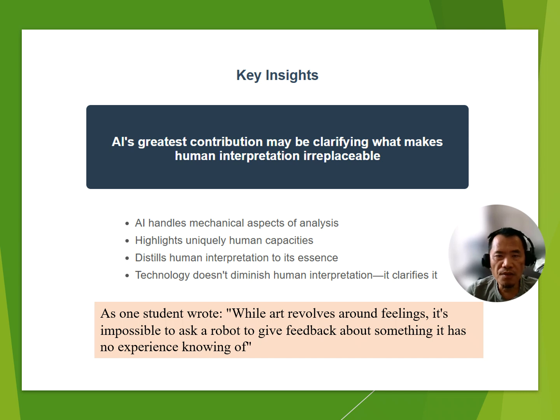AI's most significant contribution to visual analysis may be clarifying what makes human interpretation irreplaceable. By efficiently managing analytical mechanics, technique identification, theoretical referencing, and vocabulary provision, AI creates space for humans to focus on exclusively human aspects, such as emotional engagement, personal connection, and experiential meaning-making. This division enhances, not diminishes, human capacity.